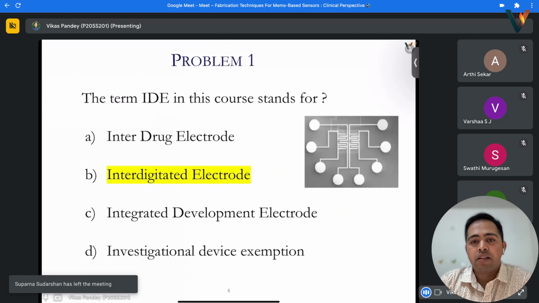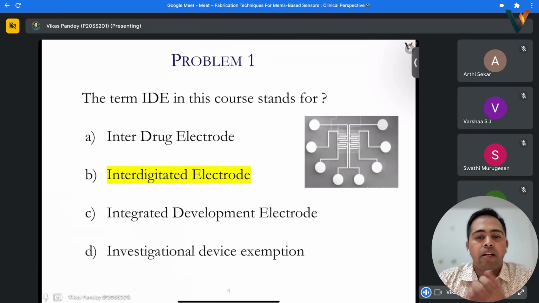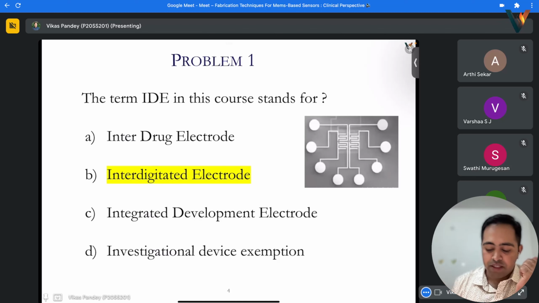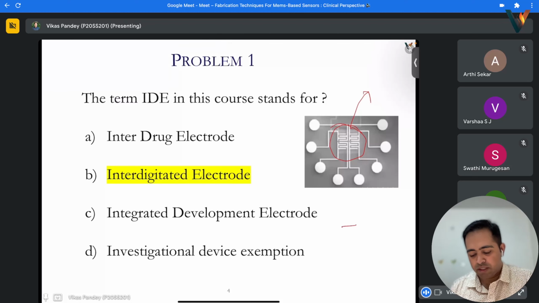Answer B is the correct one. And why is it correct? In fact, sir has also shown in the lecture when we talk about IDEs, if we see this image, it was zoomed there also. It has digits or electrodes like this. They look like fingers or digits, and they alternate like this, and they are connected like this.